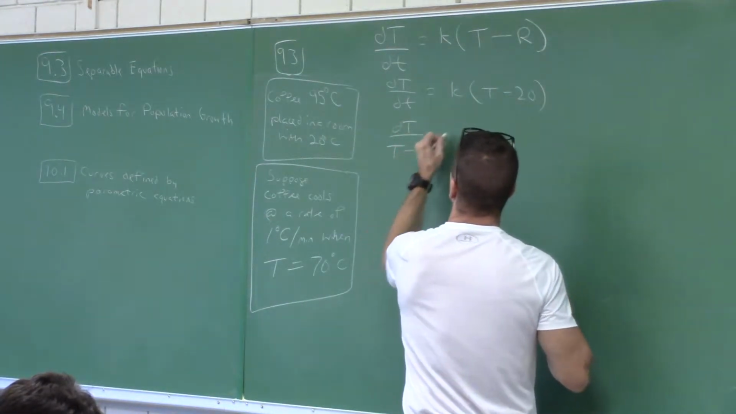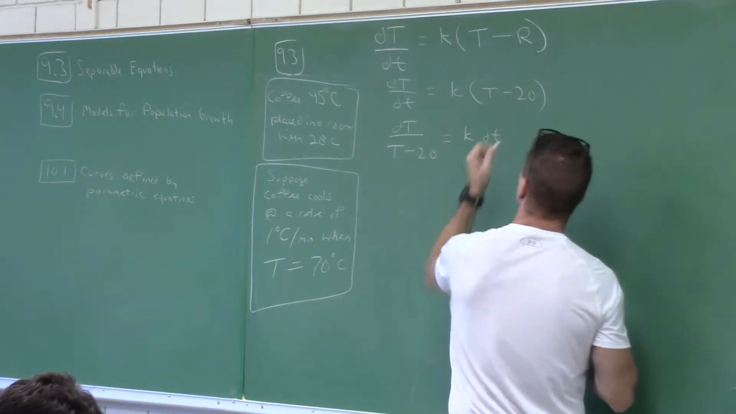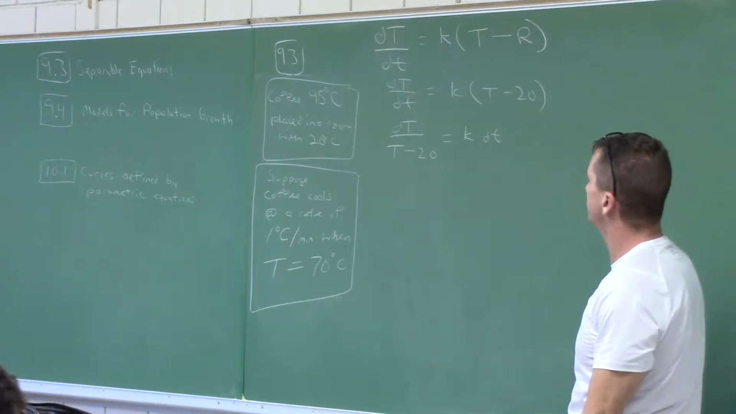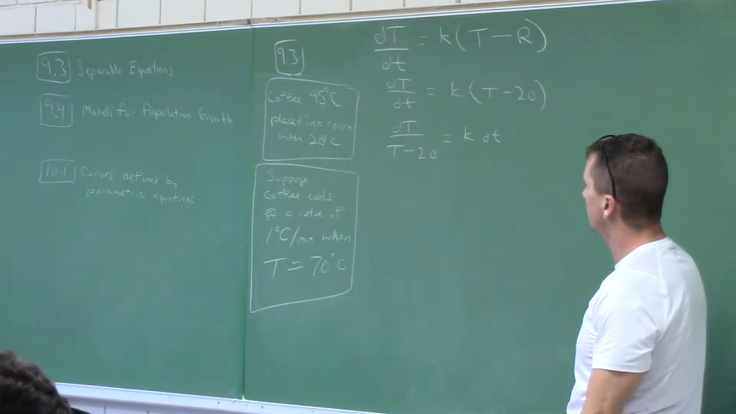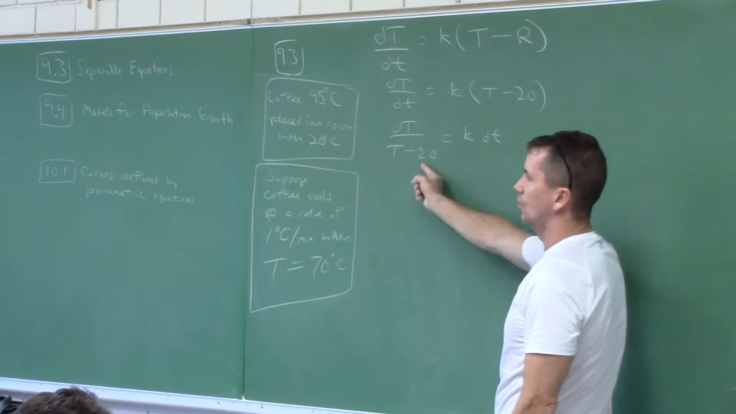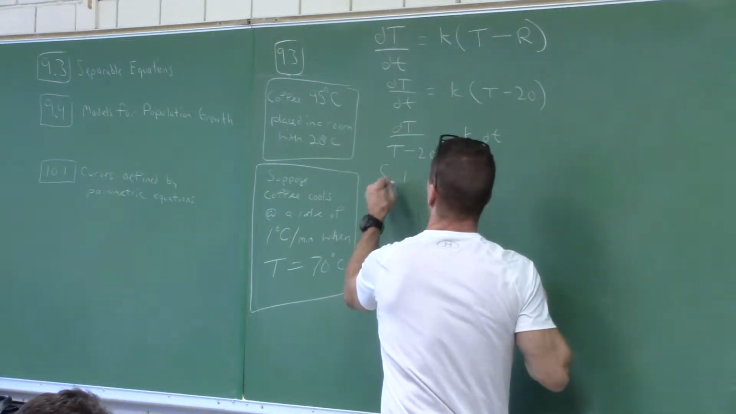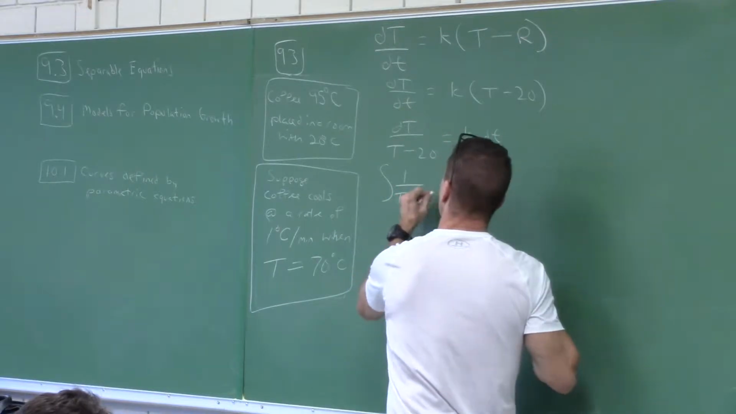2 minus 20 equals kt. Okay. Ready to integrate? What's the integral of 1 over big T minus 20 dt?